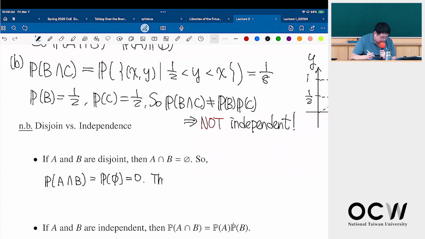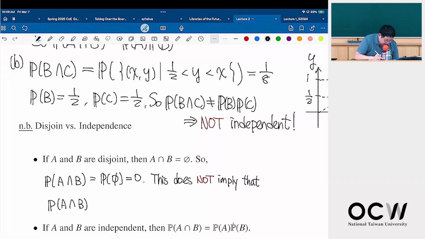And this does not imply that the probability is just 0. So that doesn't imply the probability of A intersect B is the probability of A times probability of B. Unless probability of A is 0 or probability of B is 0.